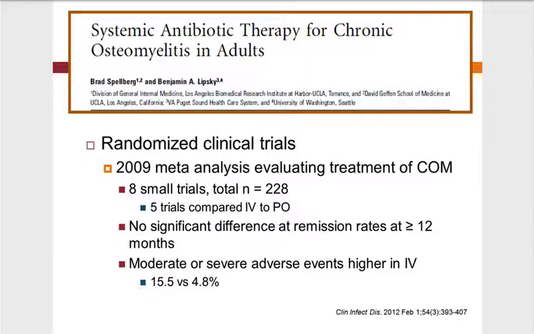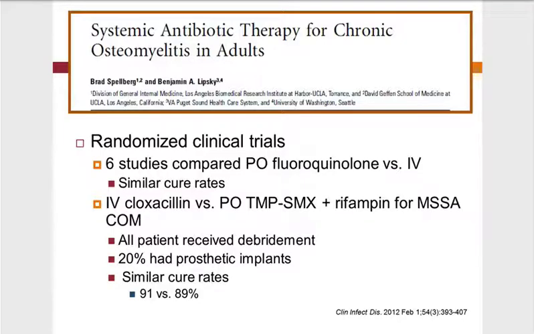Most of these complications were associated with line infections or requiring readmission for subsequent care of the line. Well, what randomized trials were there after that meta-analysis in 2009? There were 6 studies that compared PO fluoroquinolones to IV and found no difference in cure or in outcomes. And I think as providers, we're all pretty comfortable with using quinolones orally, just as with IV; there's not much difference in benefit.